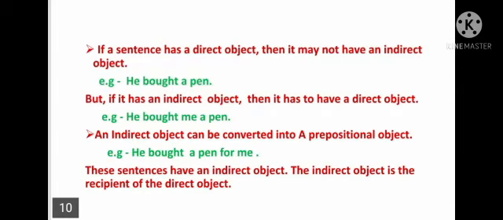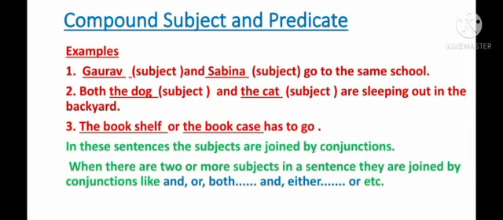An indirect object can be converted into a prepositional object. For example, he bought a pen for me. Compound subject and predicate. Examples: Gaurav and Sabina go to the same school. Both the dog and the cat are sleeping out in the backyard. The bookshelf or the bookcase has to go. In these sentences, the subjects are joined by conjunctions.